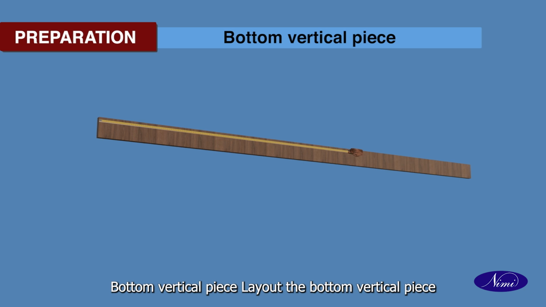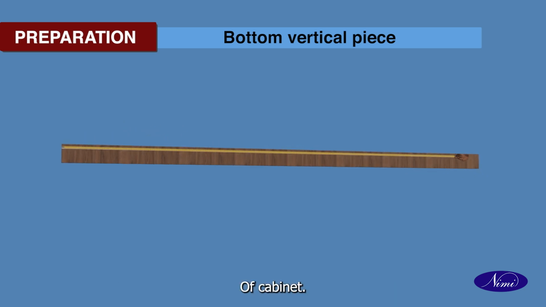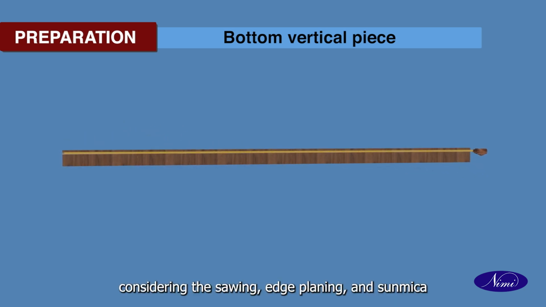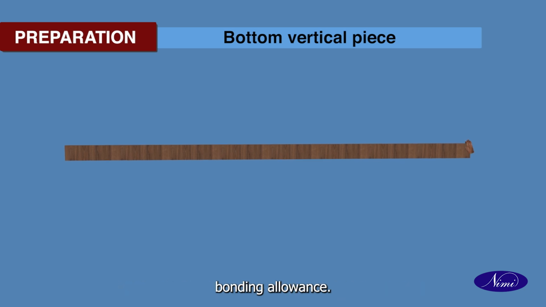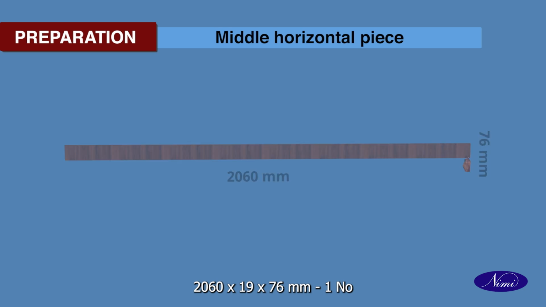Bottom vertical piece. Lay out the bottom vertical piece of cabinet considering the sawing, edge planning and sunmaker bonding allowances. 2060 into 19 into 76 mm, 1 number.